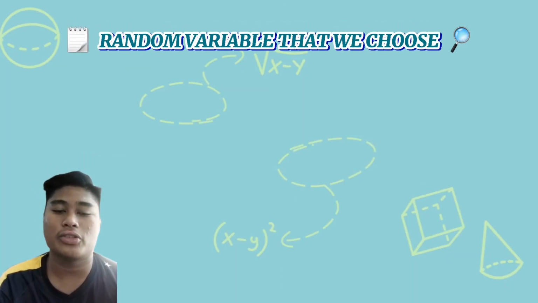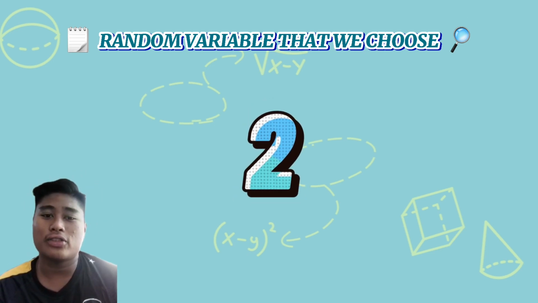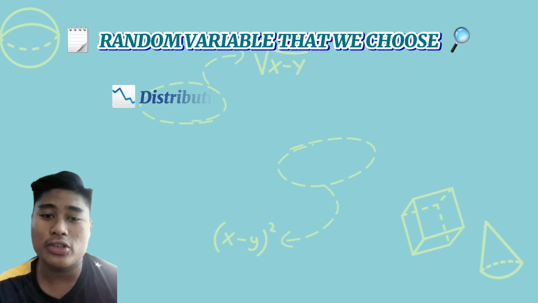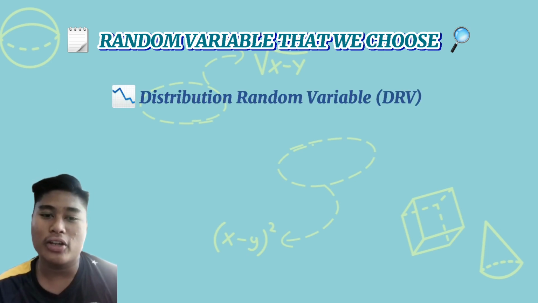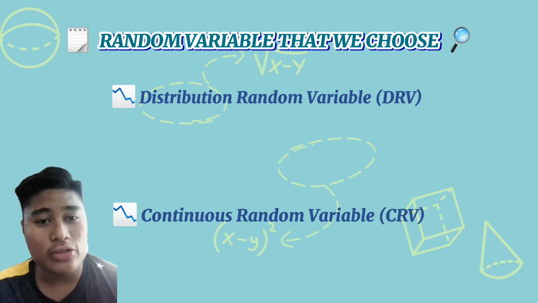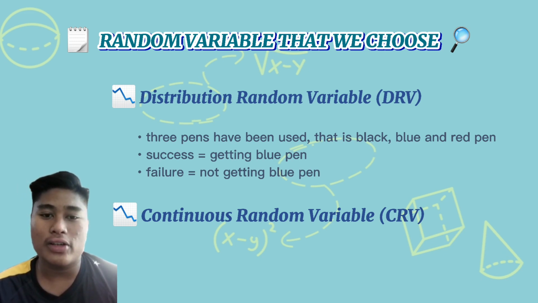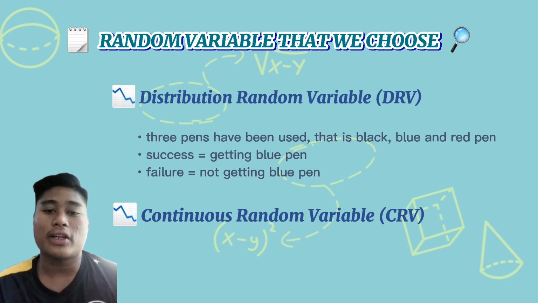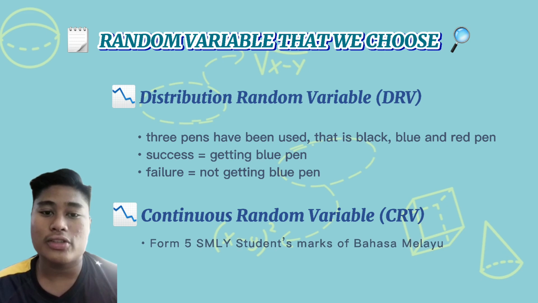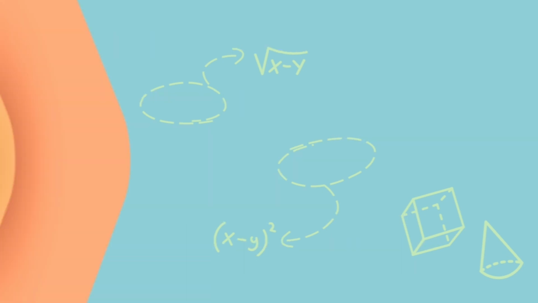Random variables that we choose. There are two types of random variables that we have chosen for this project, which are discrete random variable, DRV, and continuous random variable, CRV. For DRV, we use 3 pens which are black, blue, and red. The success event is getting a blue pen, while the failure event is not getting any blue pen after a certain trial. At the same time, for CRV, we conduct a survey for Form 5 SMLY students' marks of Bahasa Melayu subject for our recent PP1 exam in 2021.